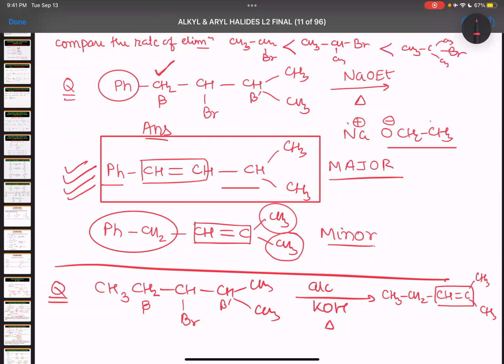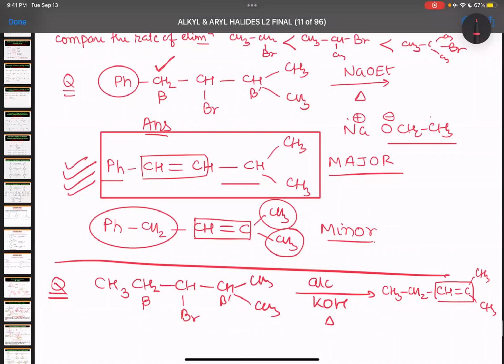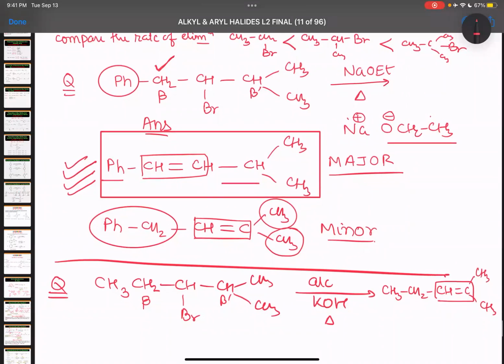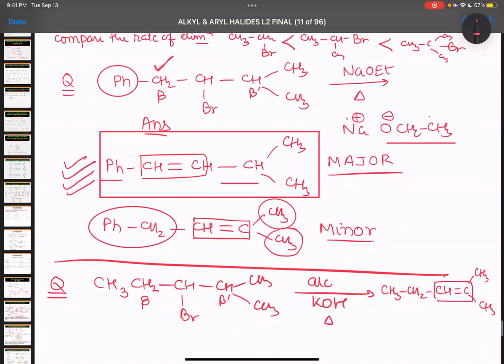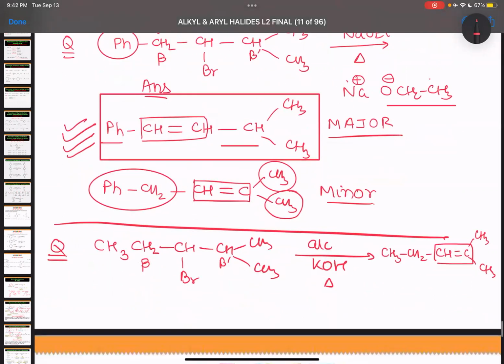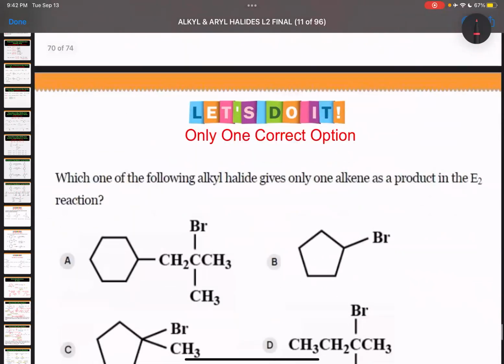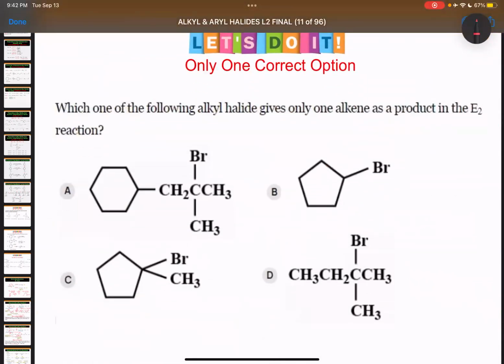Is it clear? Okay, so more and more branching means the alkene which you are going to make is going to become more and more branched, more and more stable. So it is going to form very quickly. Okay, that's the reason. Let's do this.